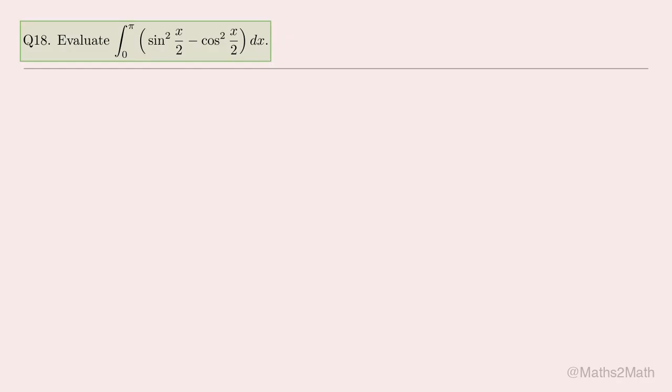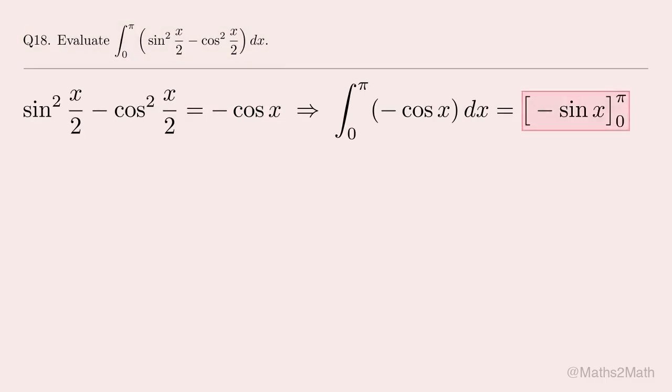Question 18. The bracket is minus cosine x in disguise. Sine of 0 and sine of pi both vanish. The half-angle difference is minus cosine x. 0 at both ends.